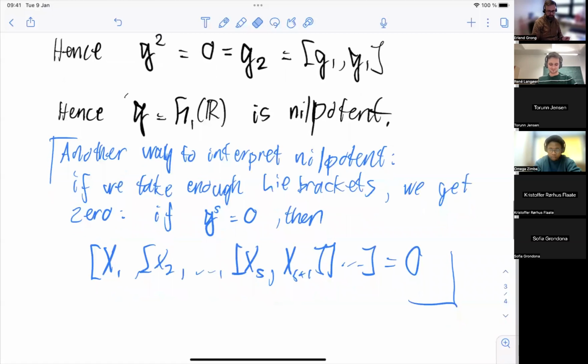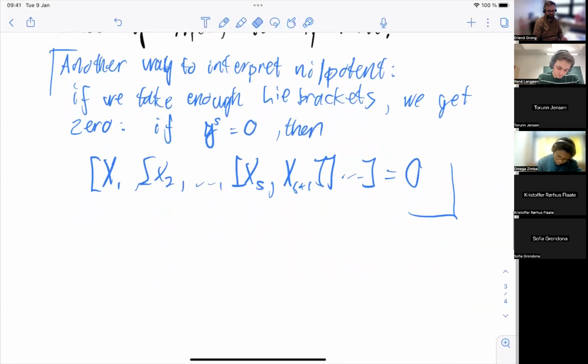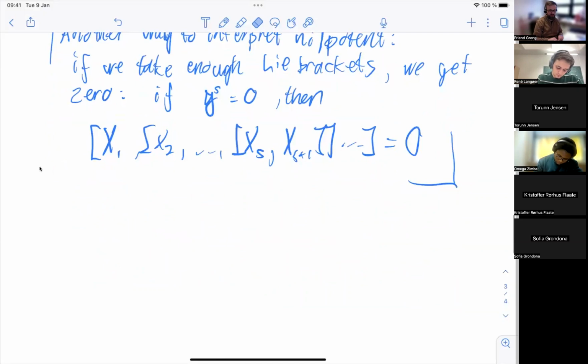So this Lie algebra is hence solvable, and solvable is then a special case. So nilpotent will also be solvable. However, things that are solvable don't need to be nilpotent. So to see this, let's do another example.